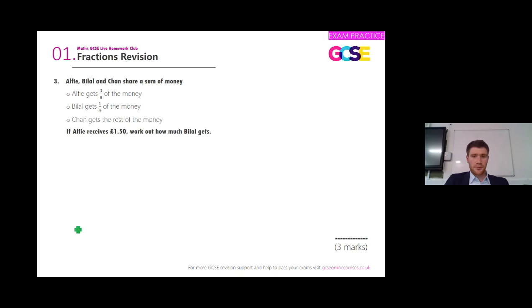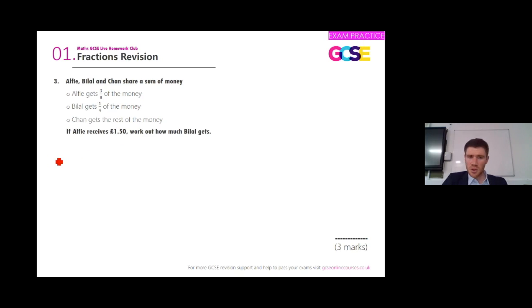Okie dokie. This one, actually another reverse percentages question, it turns out. We've got Alfie, we've got Bilal, we've got Cham. And they are sharing a sum of money. We don't actually know how much the money is to start with, but we do know that Alfie receives £1.50. Okay, and Alfie also gets 3/8 of the money.